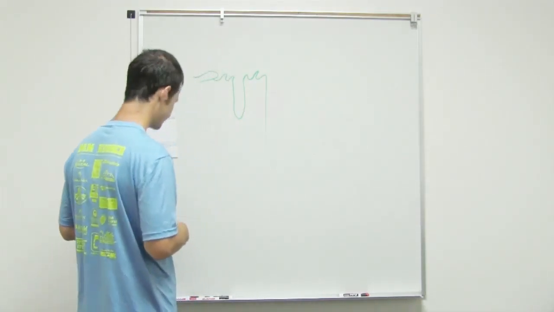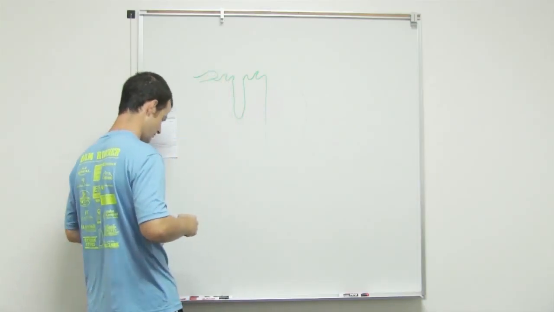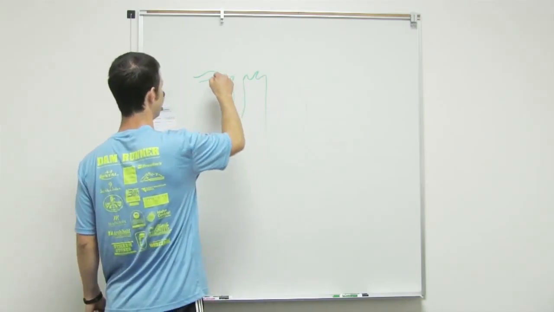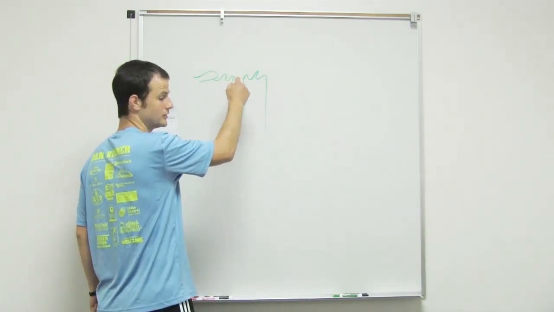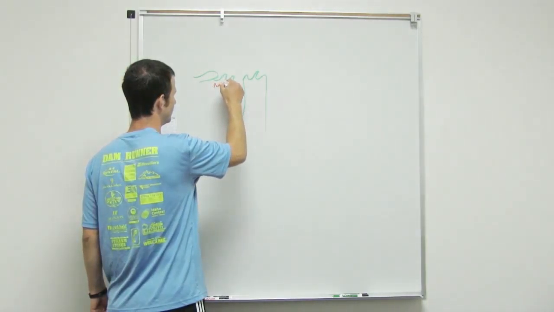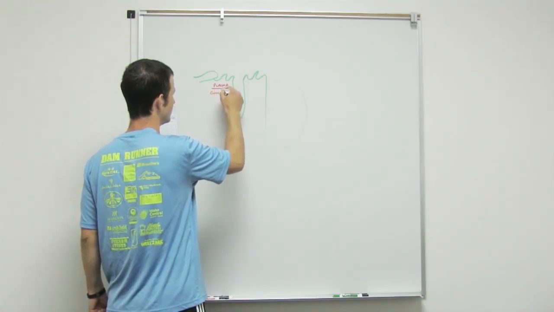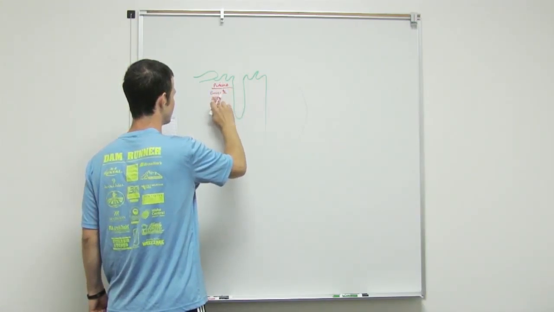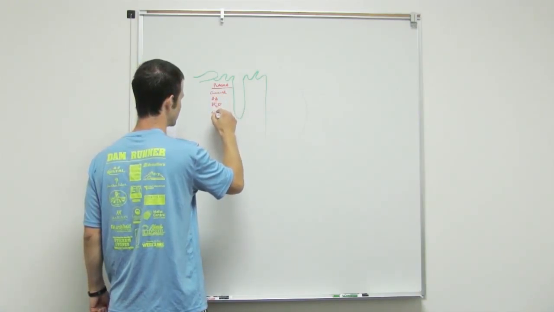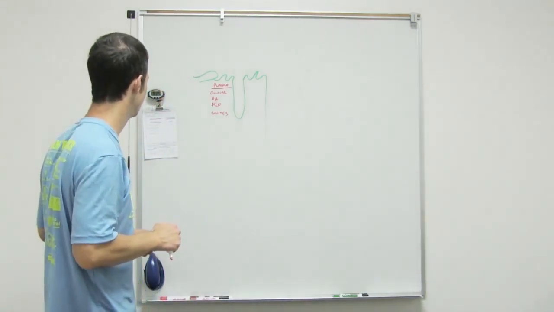All right, so when we first filtrate from Bowman's capsule into this proximal convoluted tubule, we've got basically all plasma, okay? And so this has glucose, amino acids, water, solutes, pretty much everything, right? It's just like the raw filtrate, right?